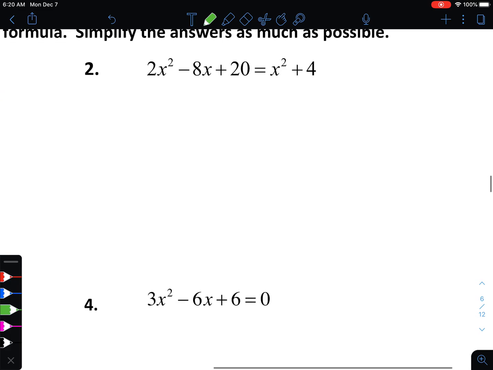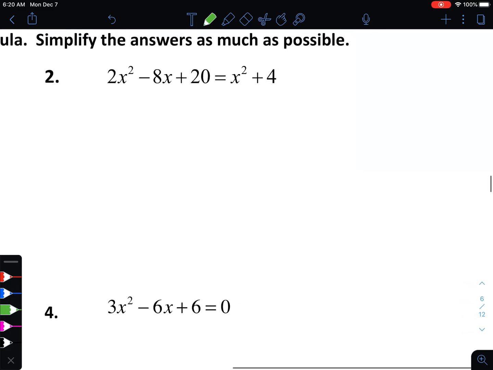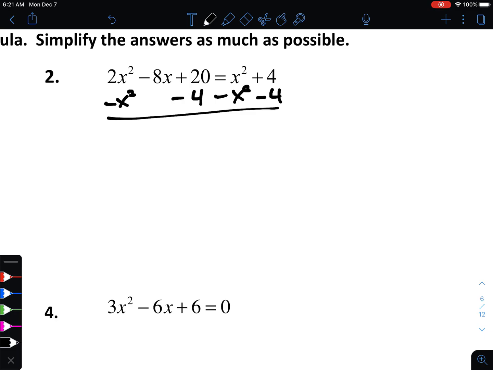Okay, let's take a look at a few more examples here. On number 2, we've got 2x squared minus 8x plus 20 equals x squared plus 4. The first thing we need to do is get one side of our equation to equal 0. So let's subtract x squared from both sides, and let's subtract 4 from both sides. That way we'll get the right side of our equation to equal 0.